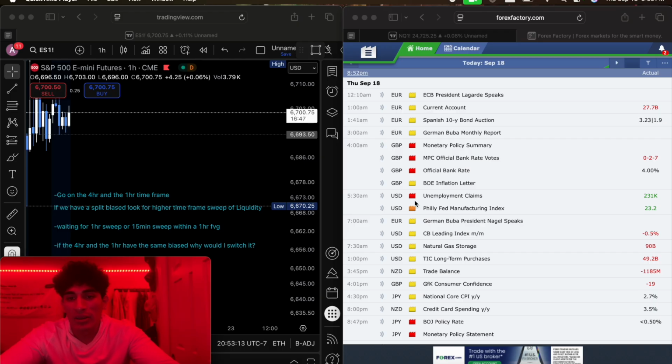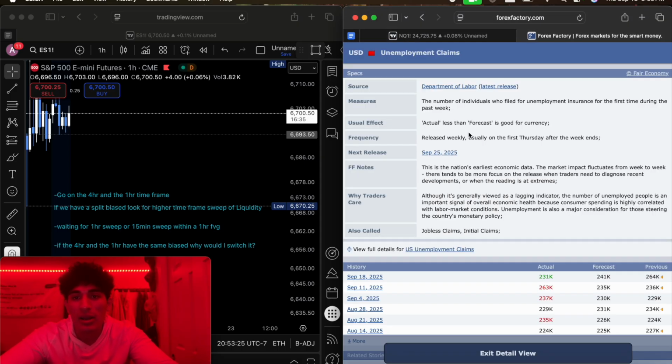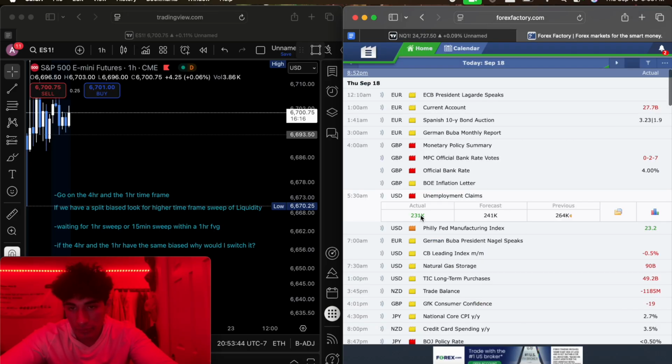So here, the big thing is actual greater than forecast, depending on what it says on the newsletter, that's what's gonna determine this. So actual less than forecast is good for the currency. In this situation, whatever is good for the currency is bad for the S&P 500. That's it. Super basic explanation. Whatever is good for the currency is bad for the S&P 500. So in this situation, actual less than forecast is good for the currency.